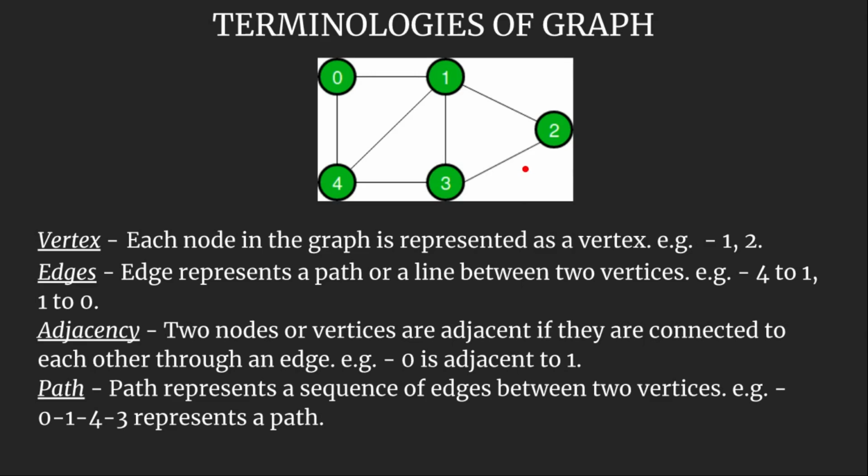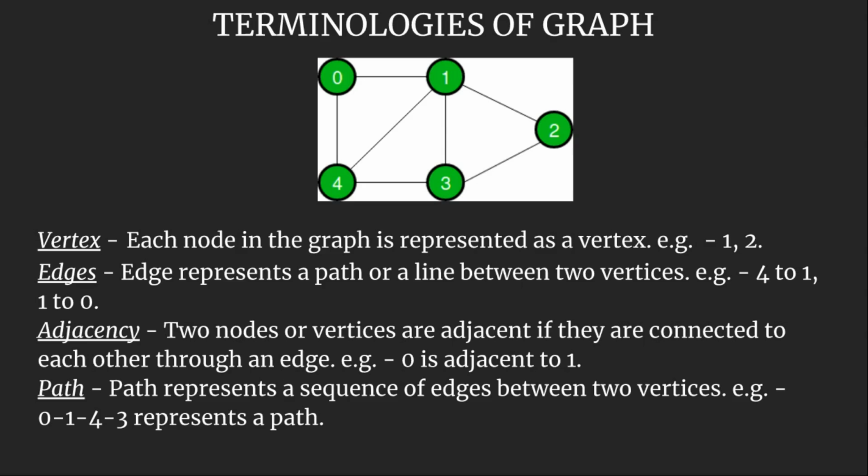Let's now know about some terminologies of graph. In this diagram, this is an example of a very simple graph. These are called the nodes or the vertices of this graph, and the connections between these vertices are called the edges of the graph. So the main two components of a graph are vertices and edges.